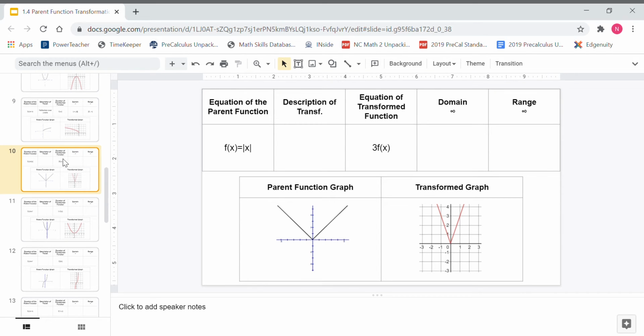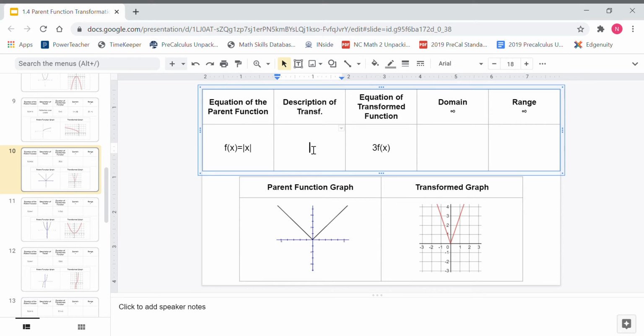All right, slide 10, we've got another absolute value function. We see that in the parent function, it opens pretty wide, but in the transformed function, it is opening a little bit smaller. So we see that that is a vertical stretch. So imagine that you're pulling the top of the function to the bottom of the function, and you've got a stretch. So you're making it taller and skinnier.